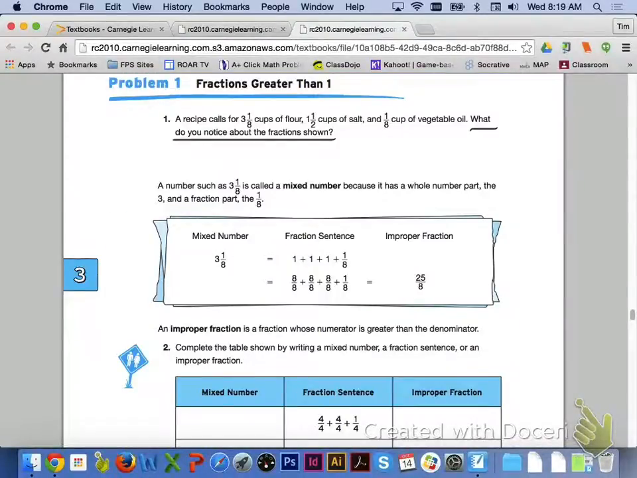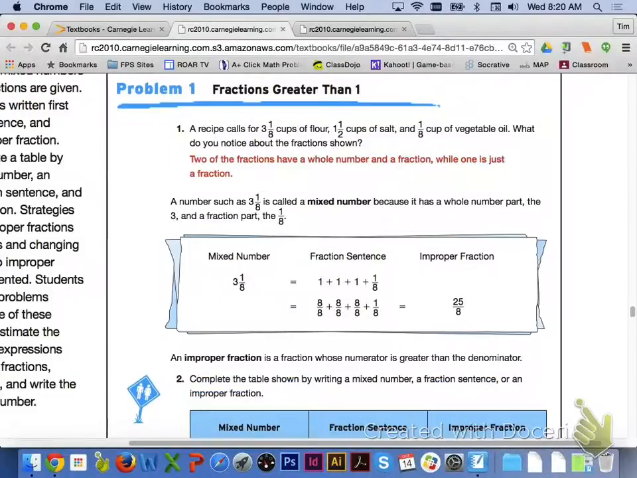In problem number 1 on page 178, we will be looking at fractions that are greater than 1. Number 1 says a recipe calls for 3 1/8 cups of flour, 1 1/2 cups of salt, and 1/8 cup of vegetable oil. What do you notice about the fractions shown? Go ahead and answer that with your group members to get started. Two of the fractions have a whole number and a fraction, while one of the fractions is just a fraction alone. So hopefully that's what you noticed about the three fractions that were listed.